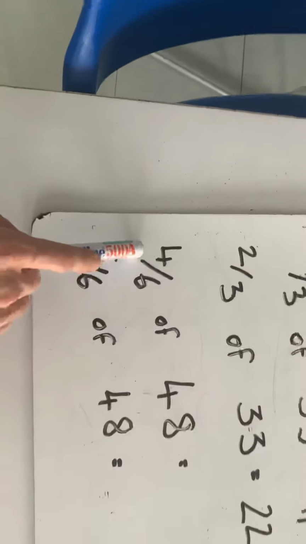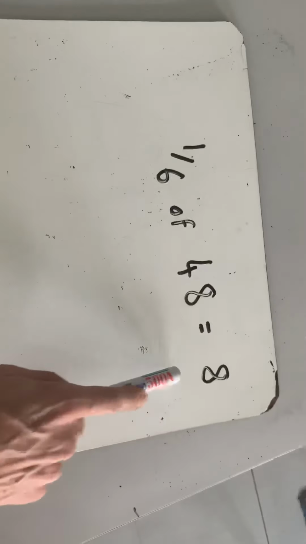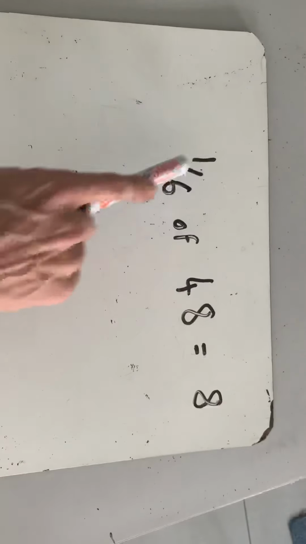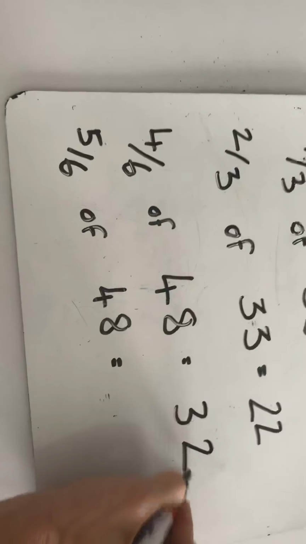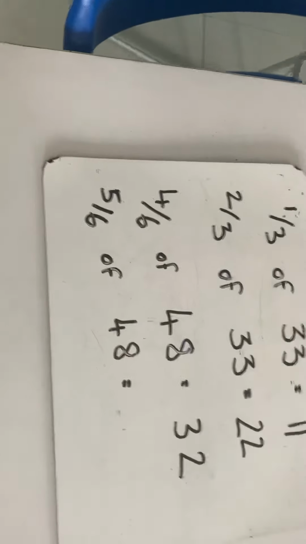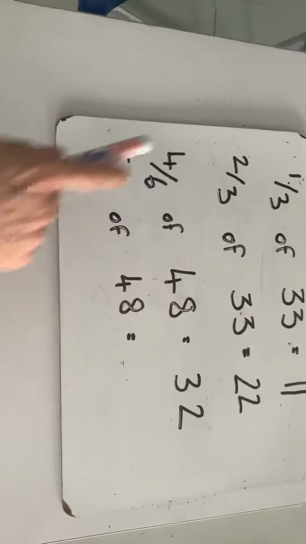So what are 4/6 of 48? What are 4 groups? Okay, so have a look here. I'm going to do 8 times 4, which is 32. And that will be 4 groups instead of 1 group. So let's write that here. 32. So if we had 48 children and we split them into 6 groups, how many would be in 4 of those groups? Well, there'd be 32 in 4 of those groups.